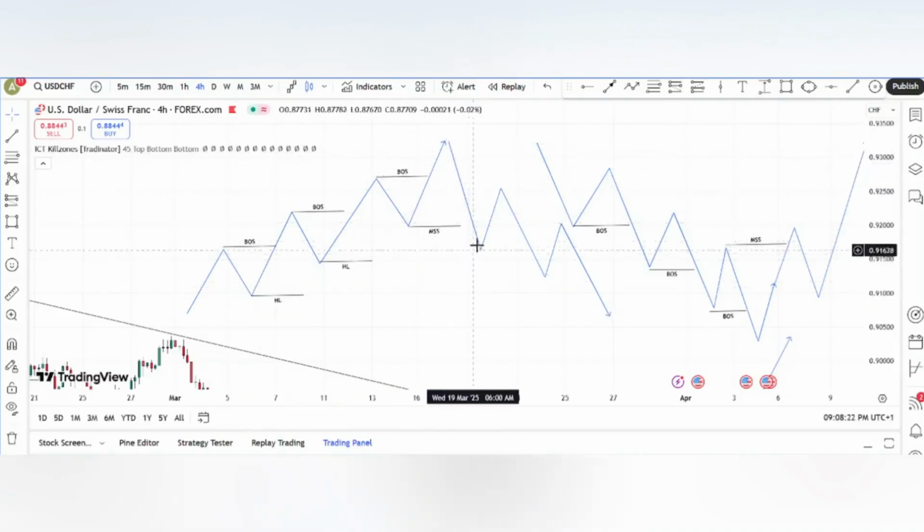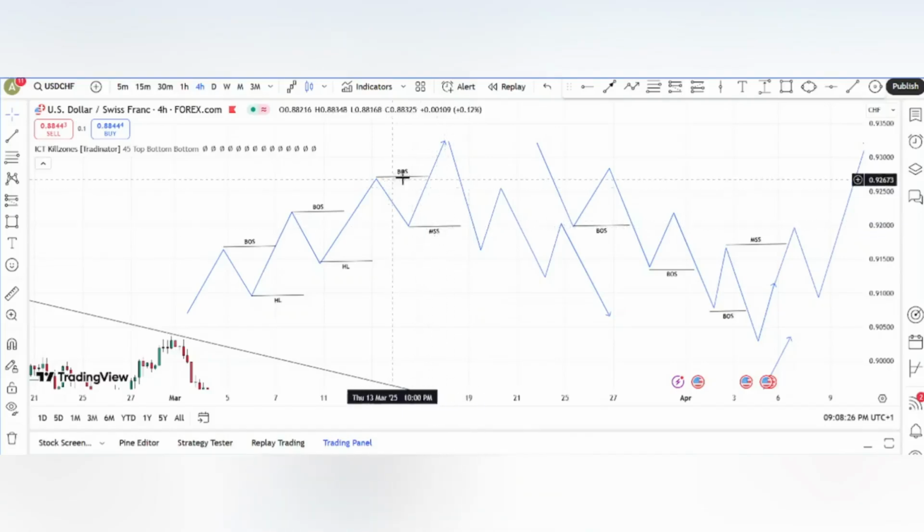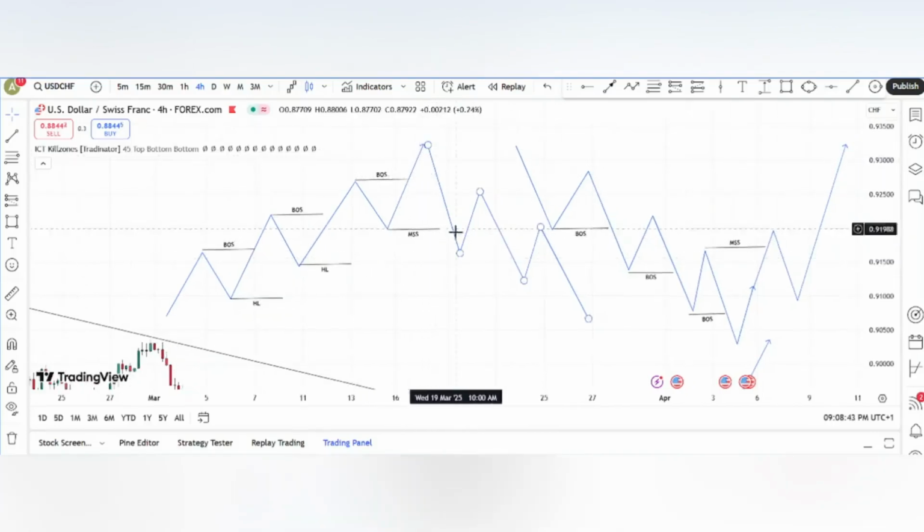So this is a break of structure. It broke out from this trend. So now what do we call this? Instead of calling this break of structure, we call this either market structure shift, MSS, or we call it change of character. The short form can be CHOCH, change of character, market structure shift. So you see, this indicates the start of a new trend or a new structure.